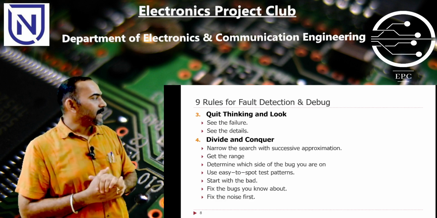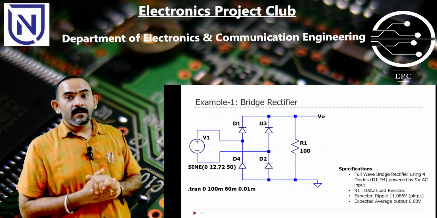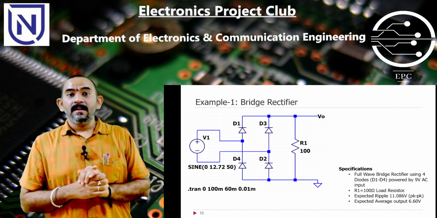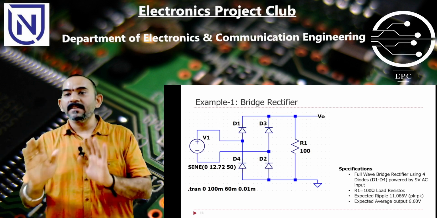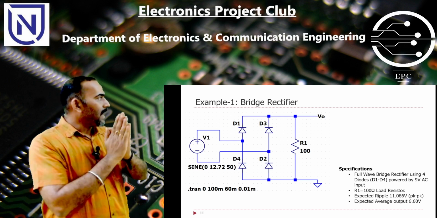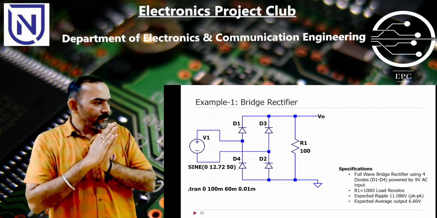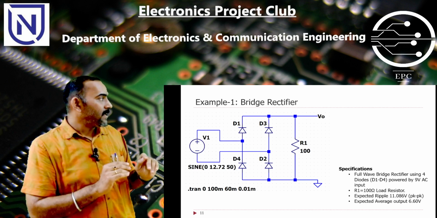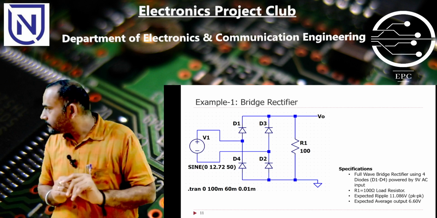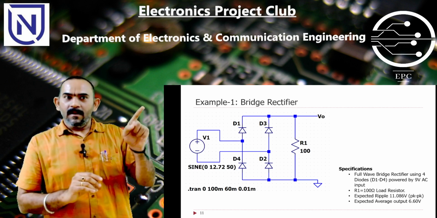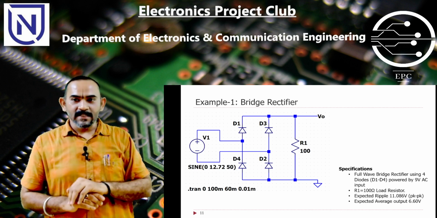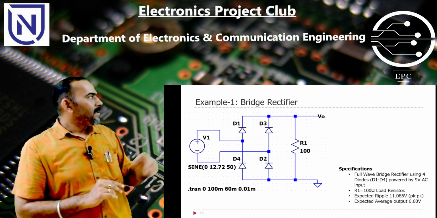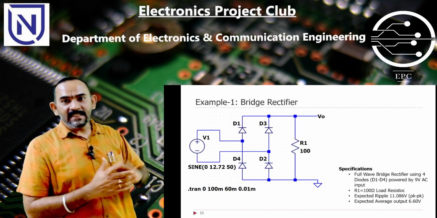So what am I expecting here? I expect sinusoidal positive half cycles to be present. This is what I expect. I have 4 diodes. So you guys remember what the full wave rectifier output is supposed to be? Now, the specifications are given here.